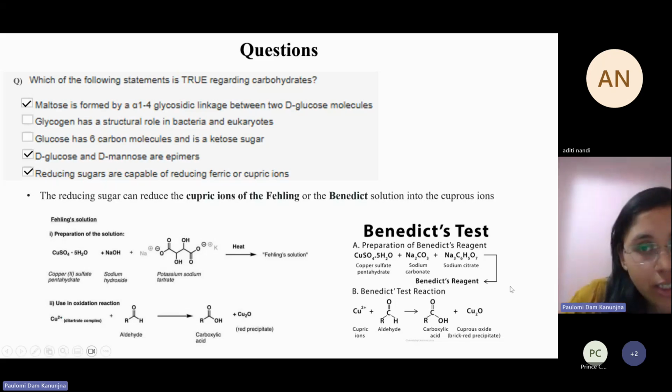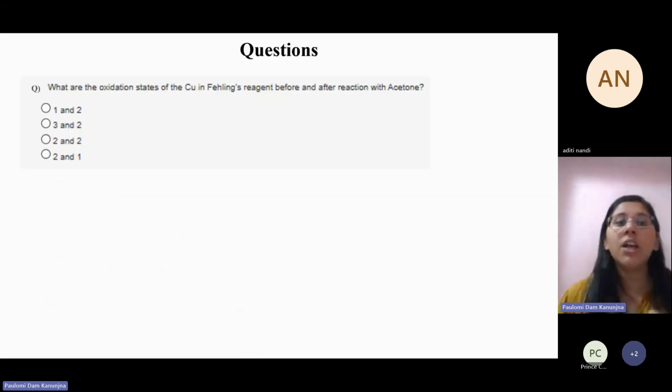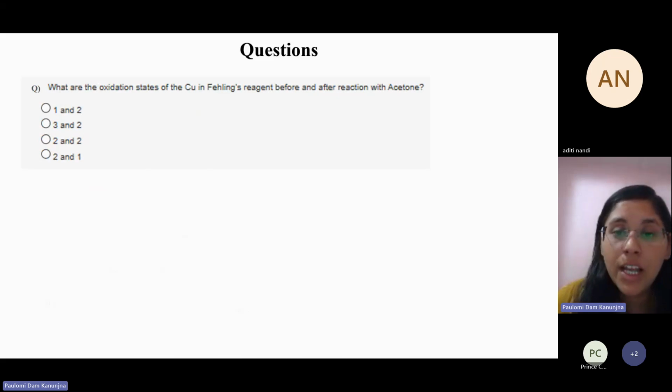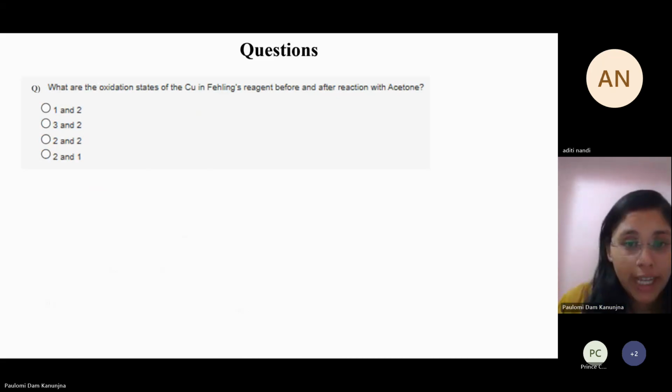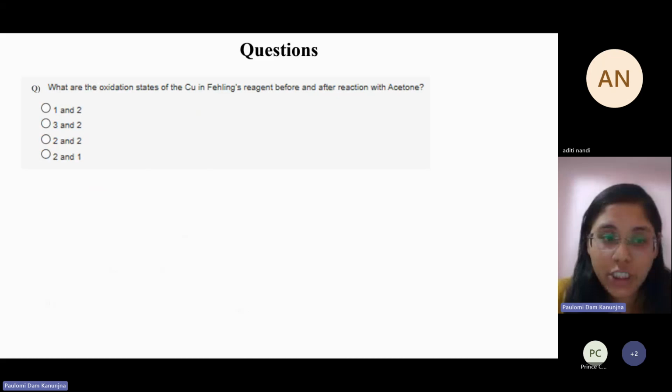If the person is still on the chat and it's not clear, please do let me know. But I'll move on to the next set of questions. Now that I've explained this little part, can people in the chat answer this question? This will show if you have understood the previous part. What are the oxidation states of Cu in Fehling's reagent before and after reaction with acetone? If I put acetone and Fehling's reagent together, will the copper oxidation state change?